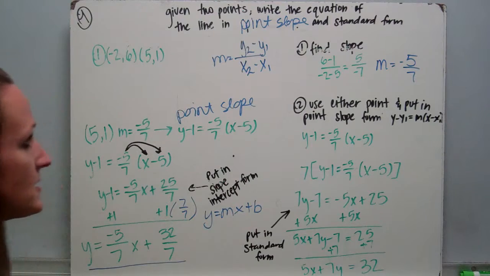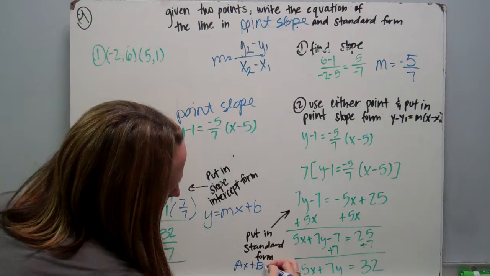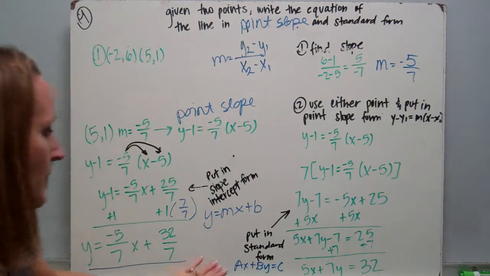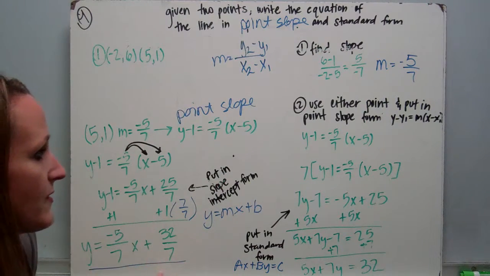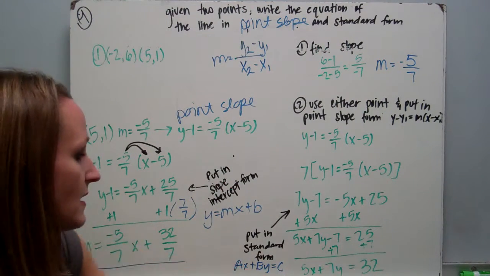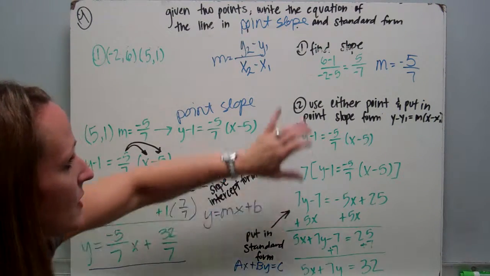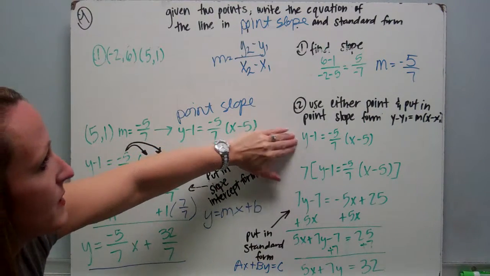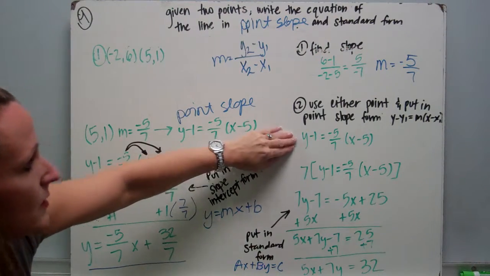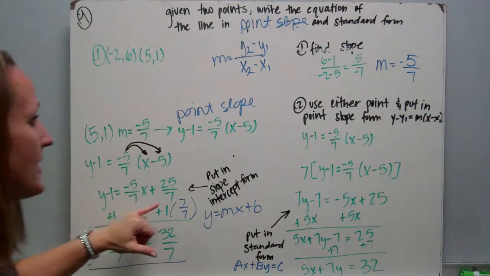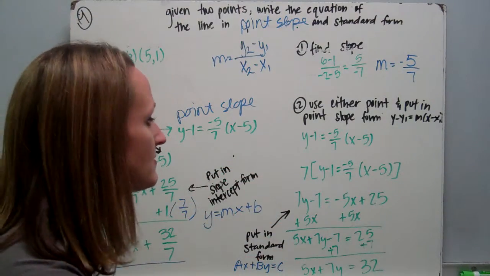What if I want to change it to standard form? Remember, standard form looks like this. Okay, so now I want to rearrange it so that my 32/7 is what stands alone. Or in this case, I'll end up with 32. And I want my x and my y on the same side. So I'm going to go back to starting with my point slope form. And then I'm going to multiply to get rid of my denominator. So I'm multiplying everything by 7.